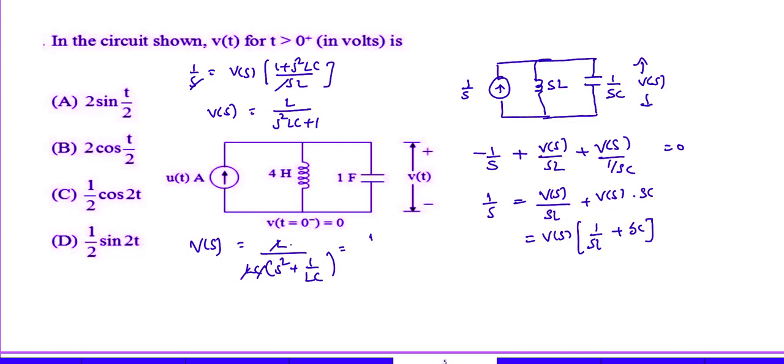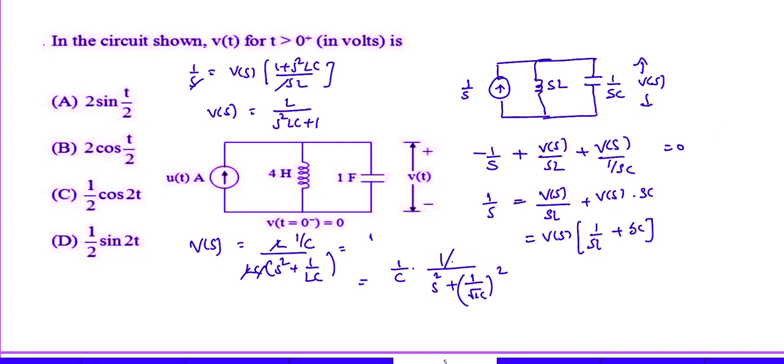Sorry, I made a mistake here. So 1/S, V of S by SL, V of S into SC, V of S, 1/S square LC. V of S equal to (1 plus S square LC) by SL. SL cancel. So okay, 1 by C by S square plus (1 by root LC) whole square, I write. 1 by root LC whole square, I write.